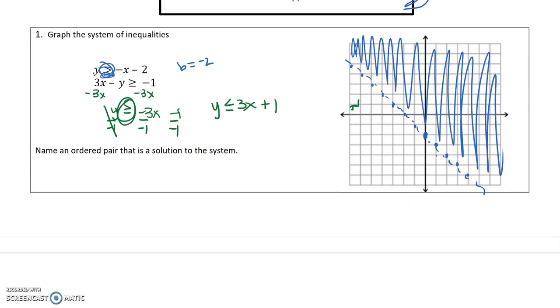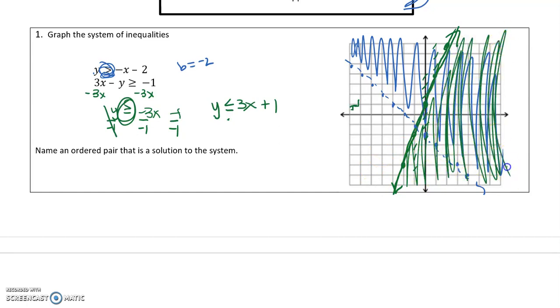And now we graph again. Positive 1. And we're going to go up 3 and over 1. And again, we want to fill the whole coordinate plane. Now, let's talk dotted to solid for a minute. Since it's equal to, it's going to be a solid. Make sure that looks nice and solid when you're graphing it. And then y is less than, so we're going below the line.